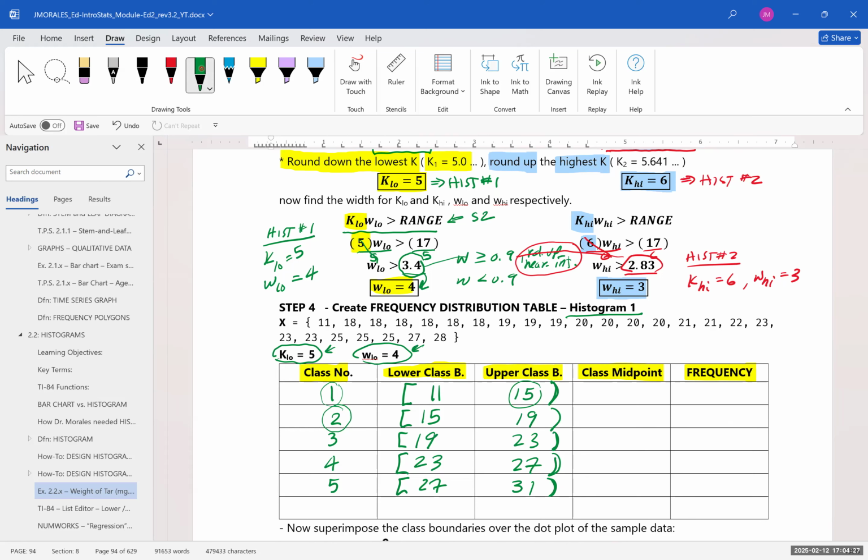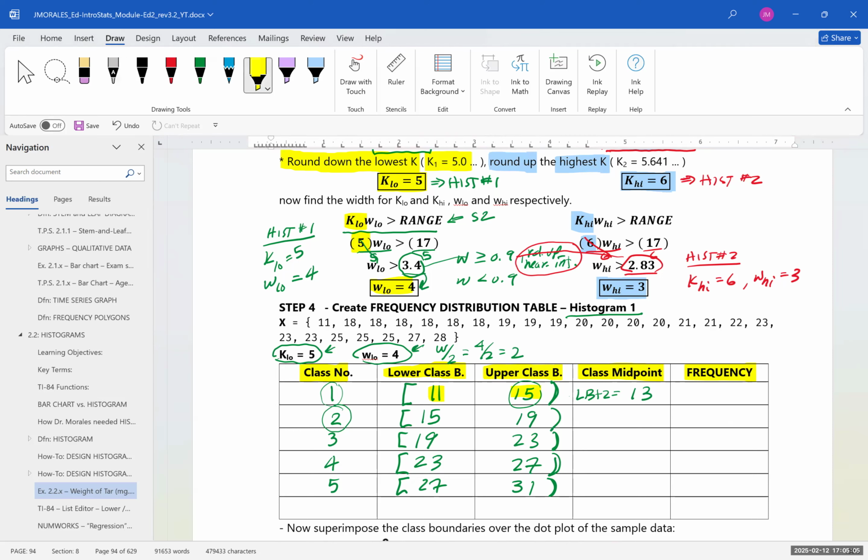Okay, now let's go ahead and get midpoints. There's a couple ways we can get the midpoint. One way would be to add these two numbers together and divide by 2. Another way to do it, if it's possible, is to take our width and divide it by 2. That's going to be 4 divided by 2, which is 2. And then just take this lower class boundary and add 2 to it. So 11 plus 2 is going to be 13.